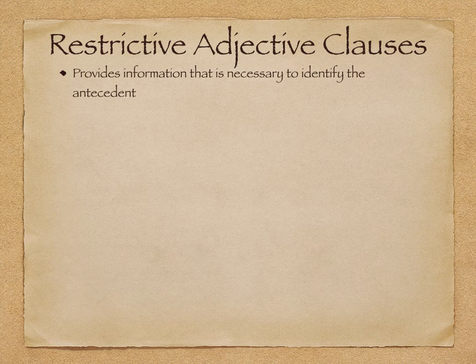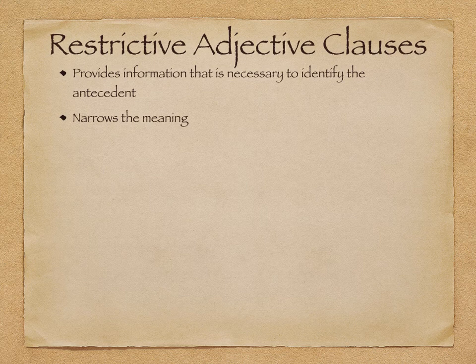Antecedent is just a fancy word for the noun that comes before. So the noun that we're modifying is the antecedent. The noun that we're describing is the antecedent. And the adjective clause gives you information that you need in order to know who or what that noun is. So it narrows the meaning, or it limits or restricts the possibilities of who or what that noun could be.